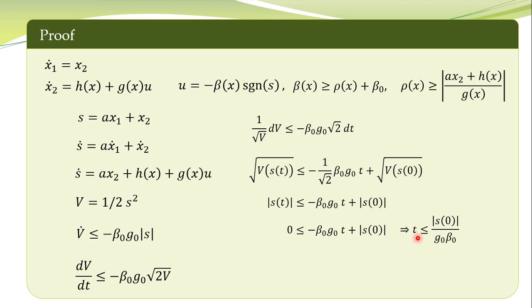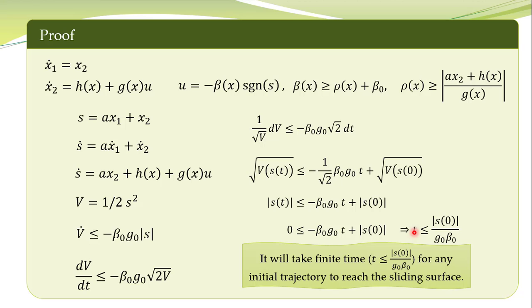So what is the meaning of this? How much time is required for the trajectories to reach the sliding surface? It is a finite number. S of 0, what is S of 0? S of 0 is equal to x1 of 0. By substituting the initial condition over here, we get S of 0. So that will obviously be some finite number, and the time required for the trajectories to reach the sliding surface is also some finite time. So the conclusion: it will take finite time for any initial condition to reach the sliding surface. Clear?